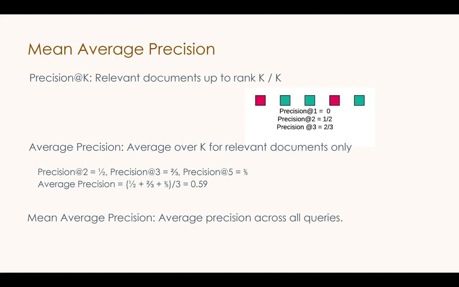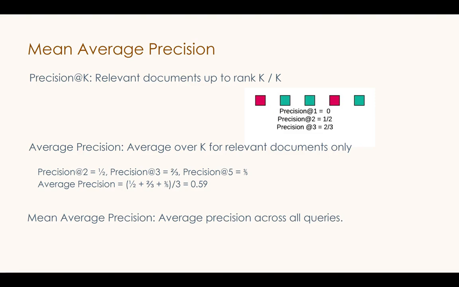And the next metric is mean average precision. As I mentioned earlier, this is for the case that you have binary scores. Let's say you just look at relevant or irrelevant, right? 0 or 1. Before we go to the mean average precision, let's first look at what is precision at k.